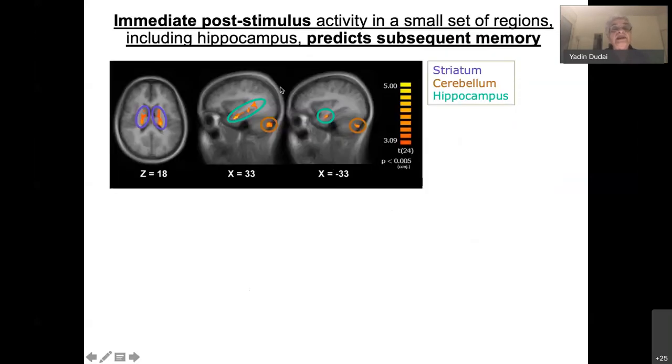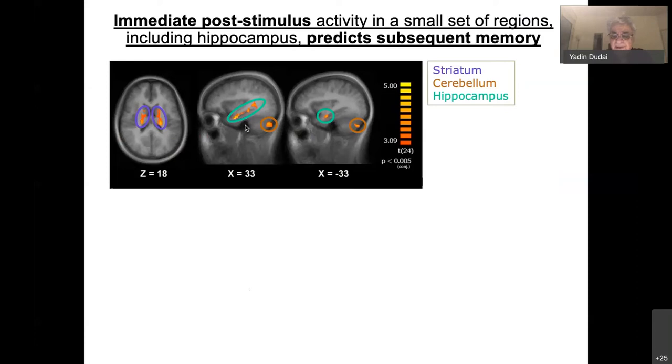So immediate post-stimulus, post-event information, activity, again, in a very small set of regions in the brain, predicts memory as well, which means these areas here. I'll mention only one, because even people who are not in the field may recall this one. This is the most important, I hate to say that, but this is the most important part in the brain for your episodic personal memory. Here, this one here. Activity in these areas is important after the experience.